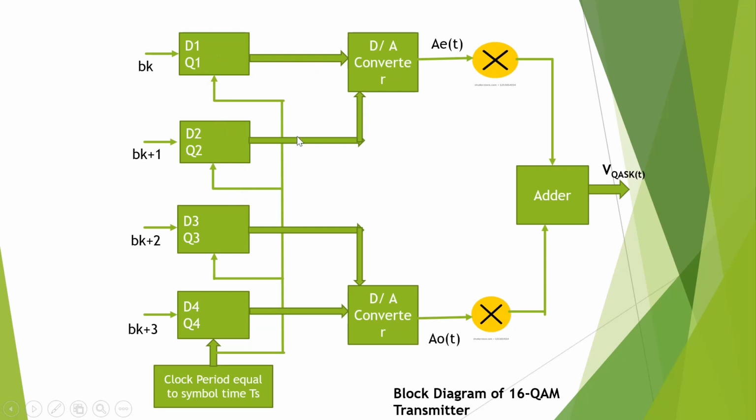That is, b_k and b_k+1 are applied to one D2A converter, and another D2A converter has the inputs b_k+2 and b_k+3. The outputs of these two are A_E(t), the even signal, and A_O(t), the odd signal, and they are multiplied in the balanced modulators with the carriers, root of Ps cos omega_c t, and then applied to the adder to generate the QASK output, or you can say the QAM output.